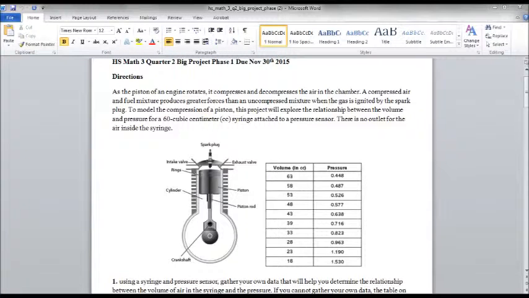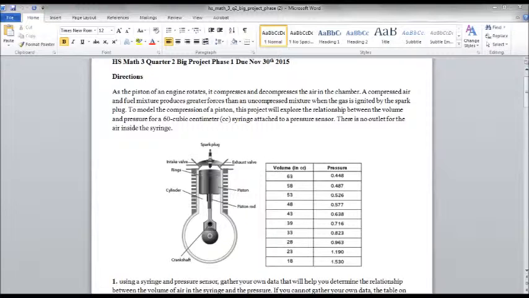We were given this worksheet to work on our big project. The direction says as the pistons of an engine rotates, it compresses and decompresses the air in the chamber. A compressed air and fuel mixture produces greater forces than an uncompressed mixture when the gas is ignited by the spark plug.